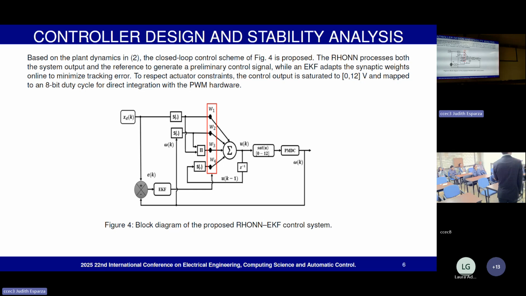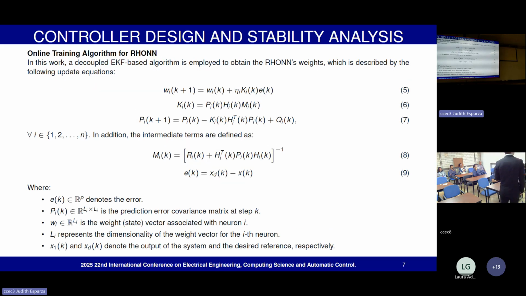The weights are shown in the red square. Those are not constant, they are dynamic weights that are adapted online with the extended Kalman filter technique. The online training algorithm for this network is described in equations 5 to 7. We calculate that the weight of the next step is given by the Kalman filter gain dynamics shown in equations 6 and 7.